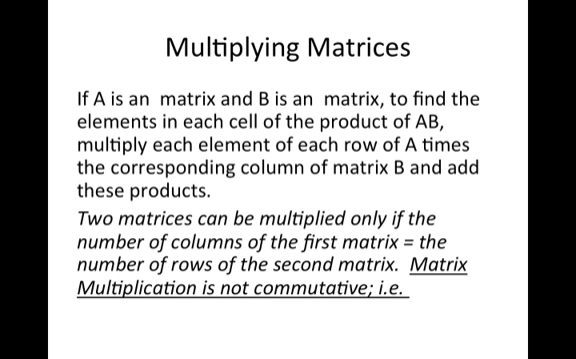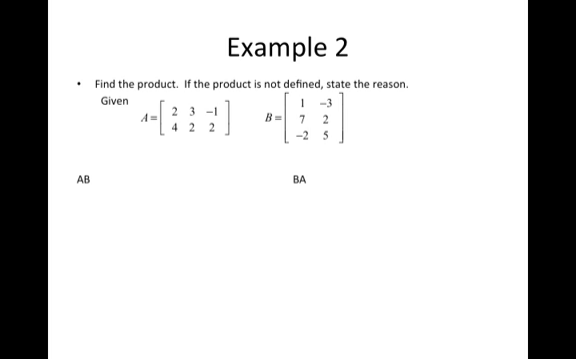Two matrices can be multiplied only if the number of columns of the first matrix equals the number of rows of the second matrix. Matrix multiplication is not commutative. In other words, AB is not equal to BA.